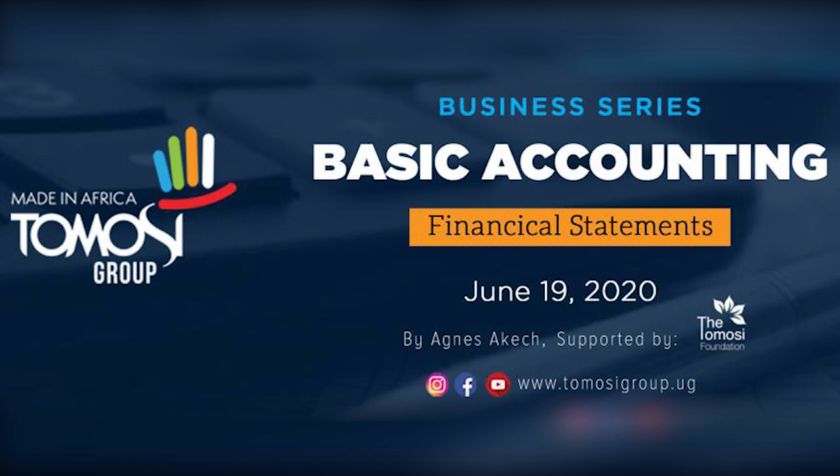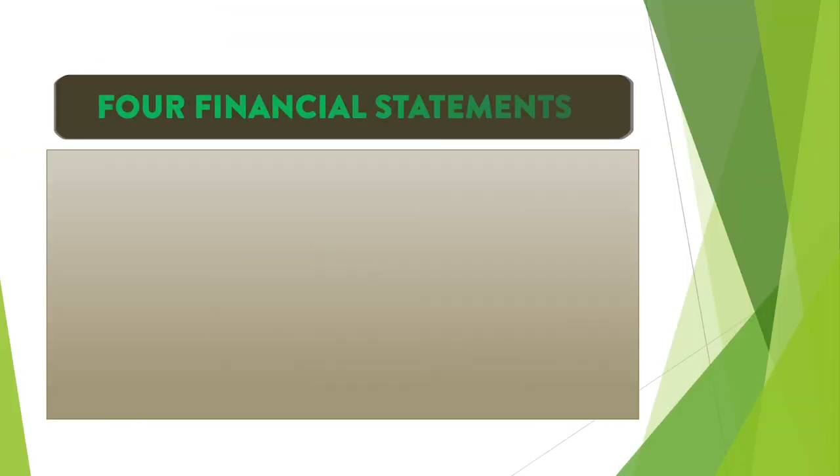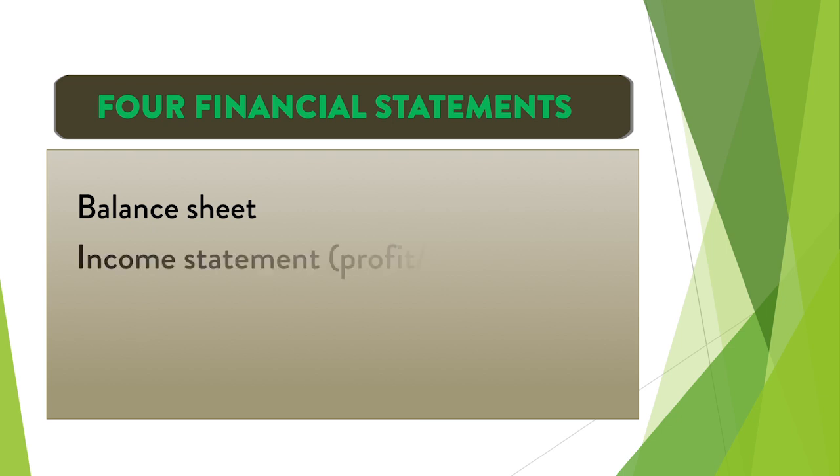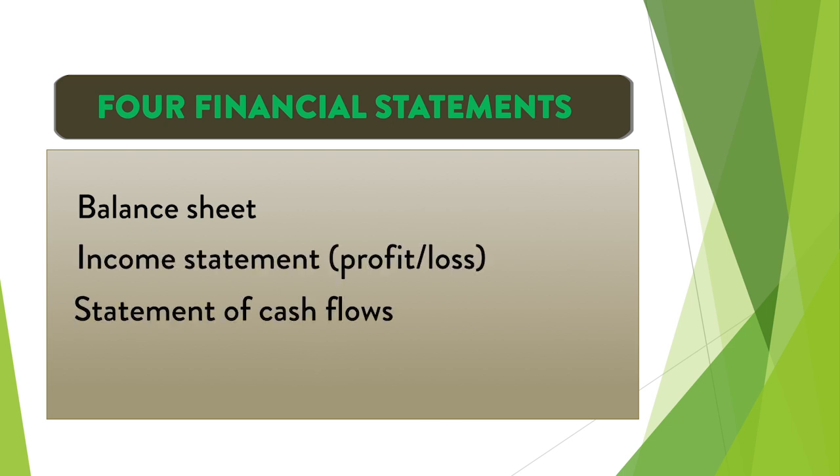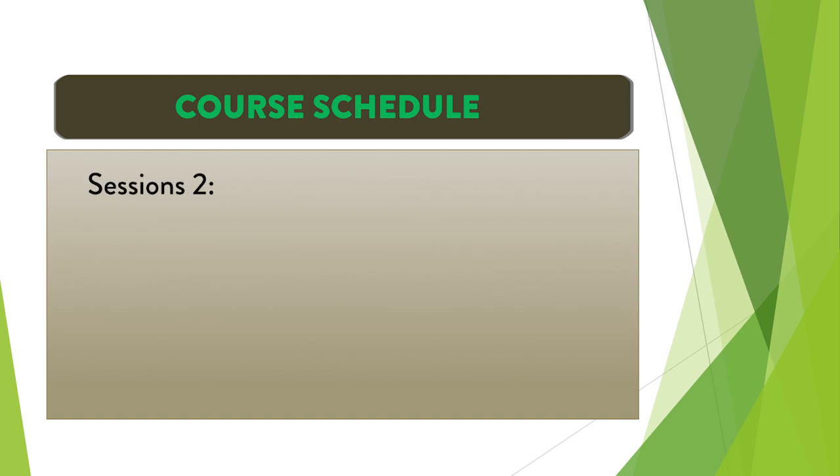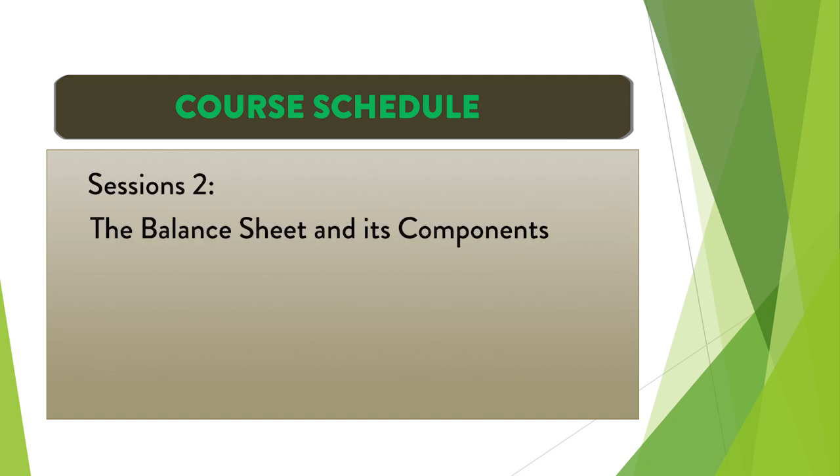Today we are going to look at financial statements. What are the categories of financial statement? We'll look at the balance sheet, income statements or profit and loss, statement of cash flows, statement of changes in equity. These are the categories of financial statement. What are the financial statements, or in particular, what is the balance sheet and its components? This is what we are going to look at and understand.